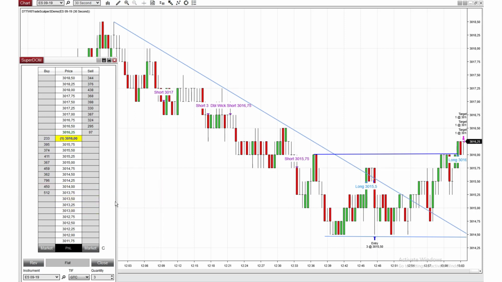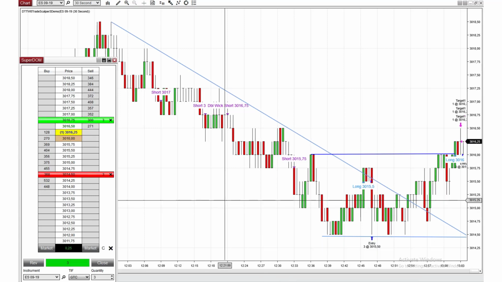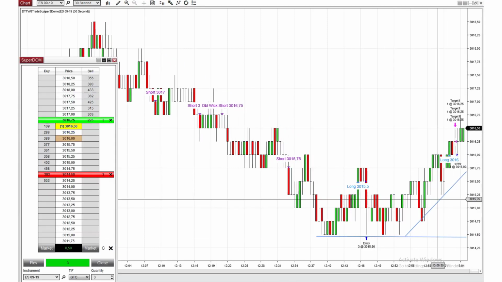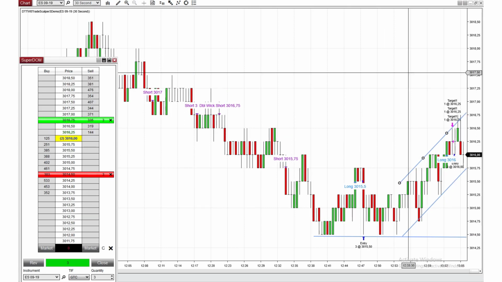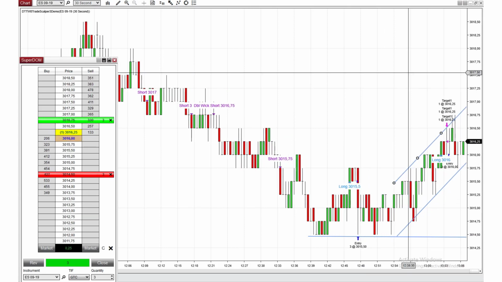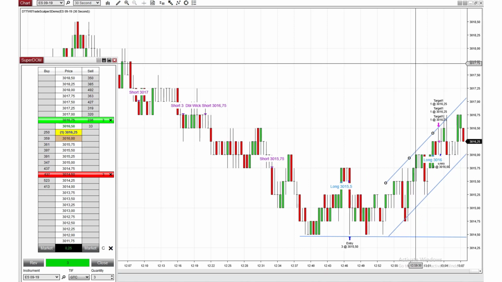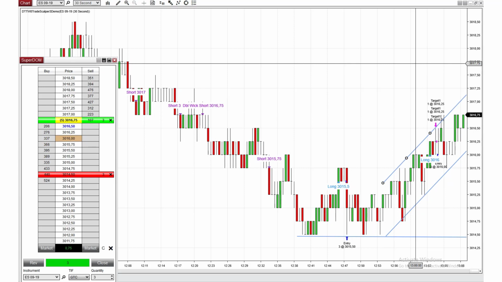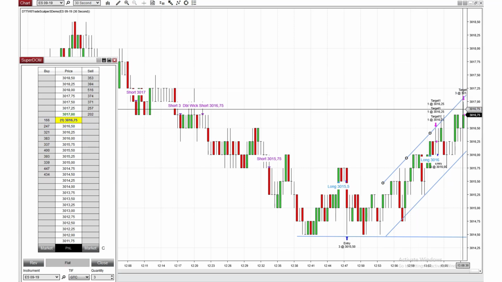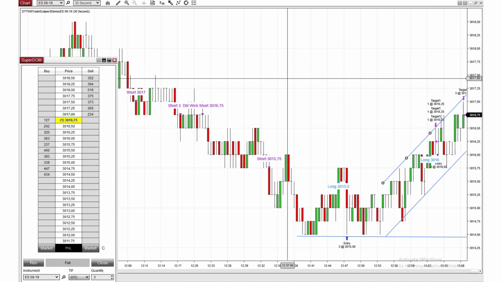There we go, 3 ticks of profit. But as the price hadn't moved, I decided to open another position, 3 contracts at 30.16. There we go, 3 ticks of profit, and I reached my 3 tick profit target on that trade as well.